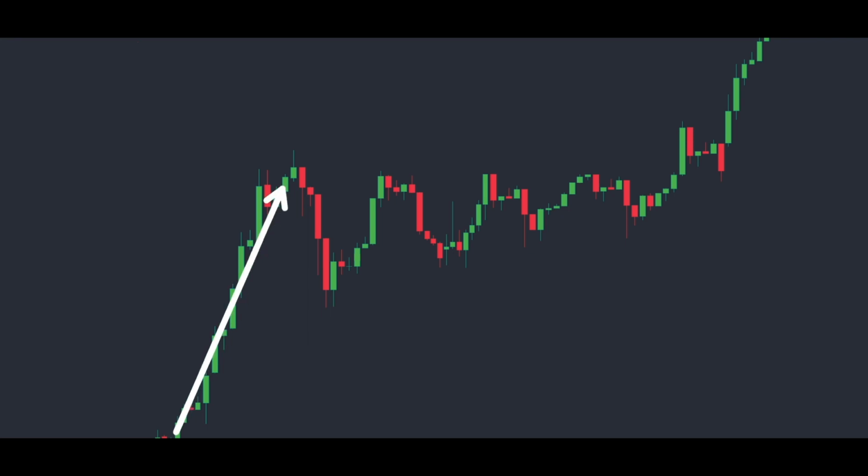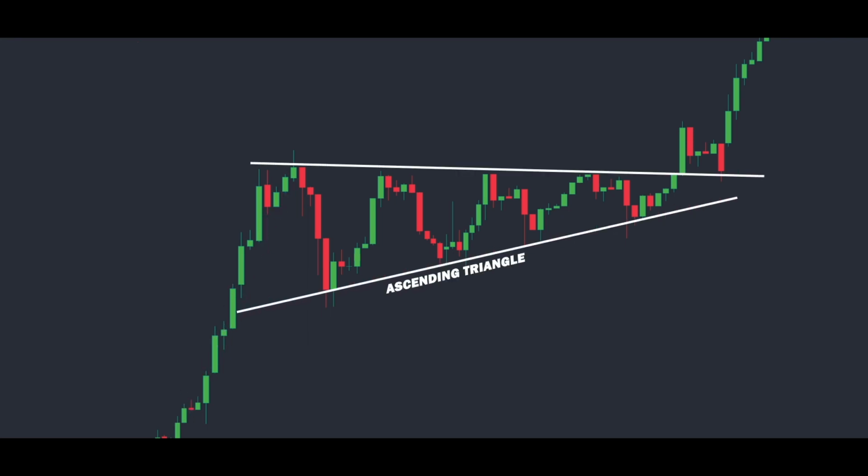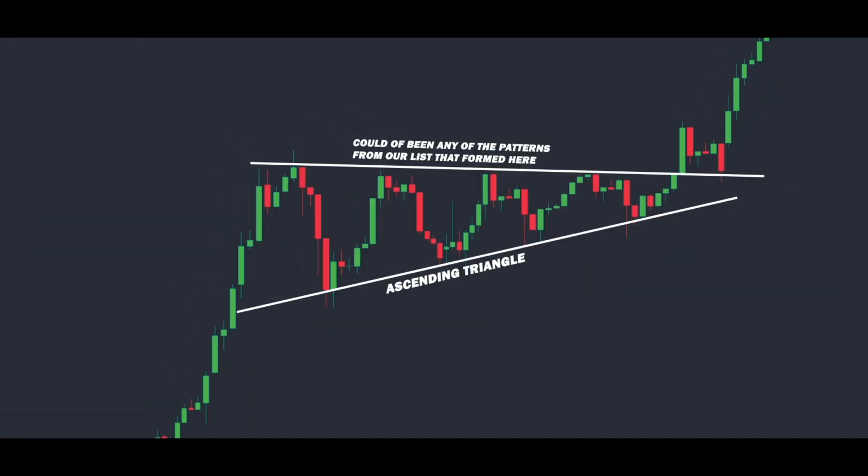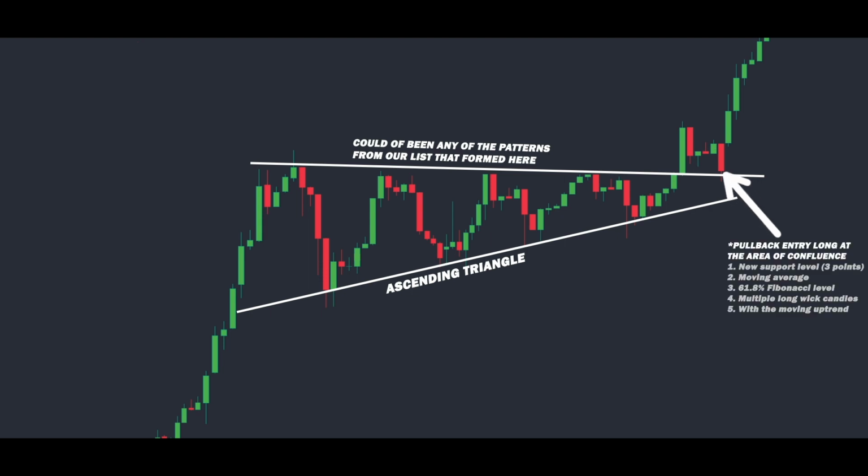You have your moving uptrend before an ascending triangle pattern formed. Again, it could have been any pattern from this list, but in this case we have an ascending triangle. So, like we previously showed you, once the market broke above, you could have taken a breakout entry long right away, but now more secure traders would wait to see if there is a pullback, which we have here through the multiple long wick candles reacting to the new support level and the top side of the ascending triangle, and where the moving average also crossed, which creates an area of confluence.